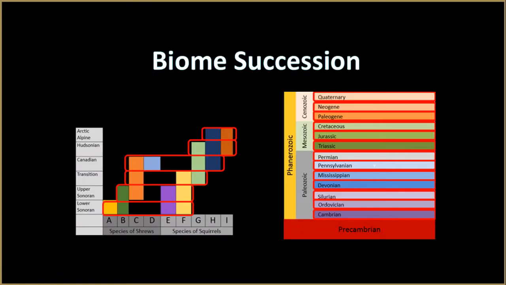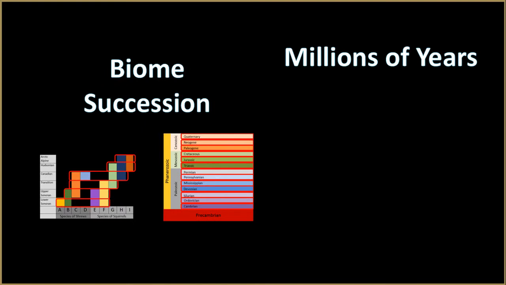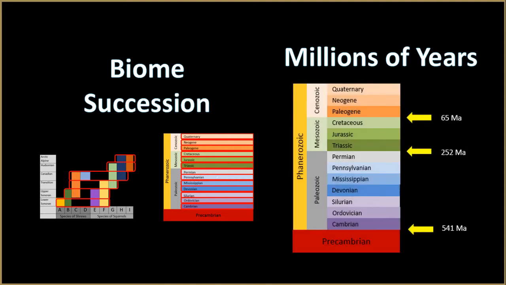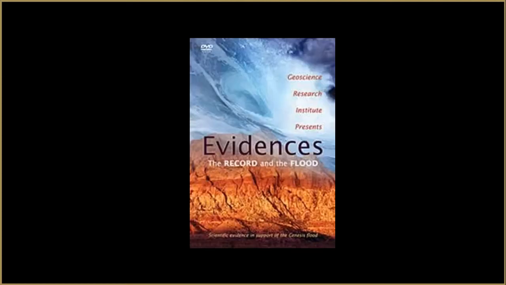To summarize, biome succession suggests that the geologic column was formed as a series of biomes were destroyed successively by the flood. Scientists who are exploring biome succession believe this hypothesis is a better overall explanation for the geologic column than the idea that it formed slowly over millions of years. Our next presentation summarizes the DVD evidences from the Geoscience Research Institute, which explains additional evidence from the geologic column that is more consistent with a worldwide flood than it is with formation over millions of years.